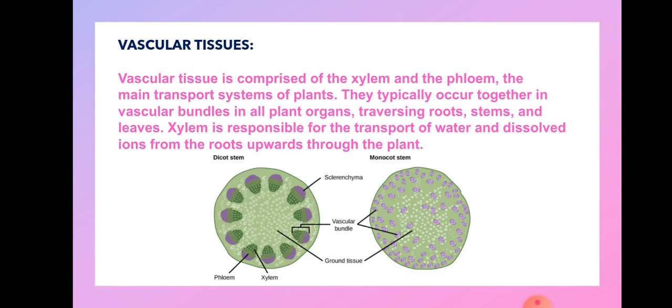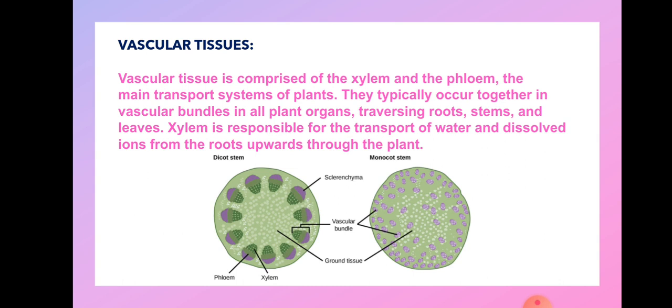Vascular tissue is comprised of xylem and phloem, children. Together it is known as vascular bundle. So it is the main transport system of the plant. Through xylem and phloem it is getting food and water, so that the plant will supply all the food and water to other parts through this xylem and phloem only.